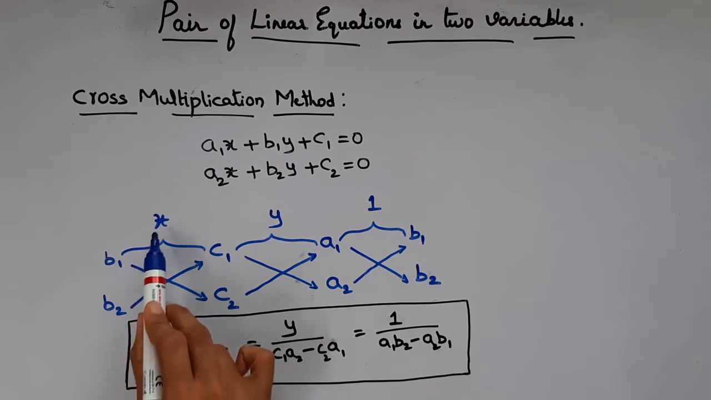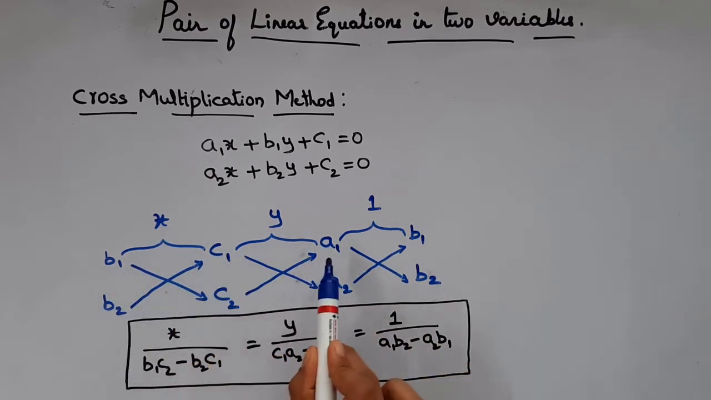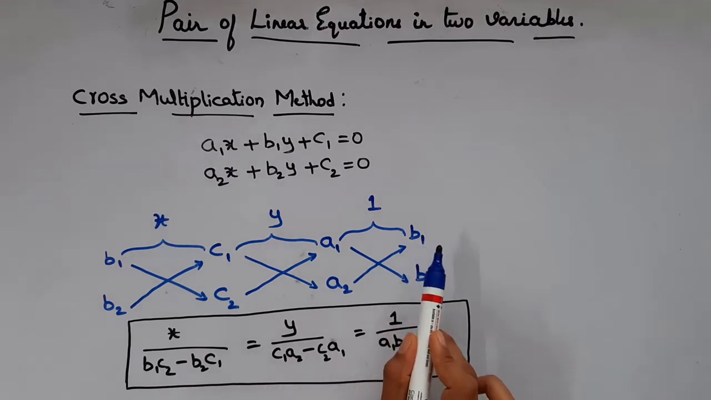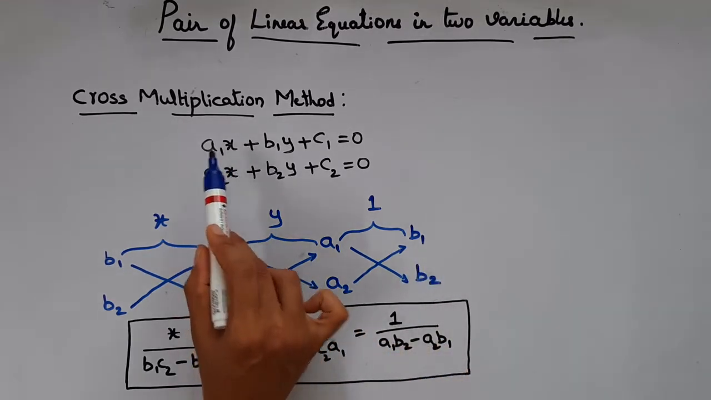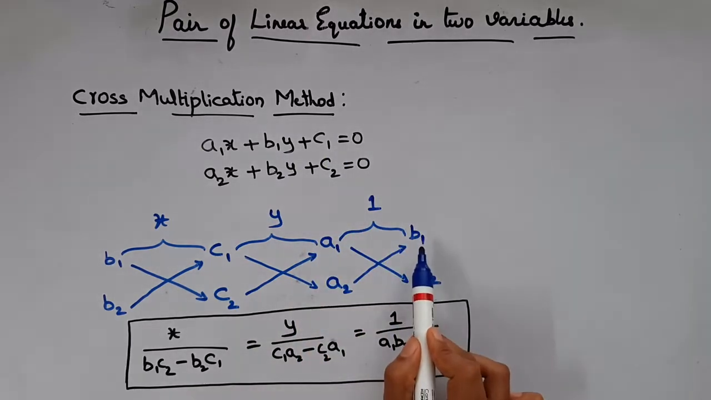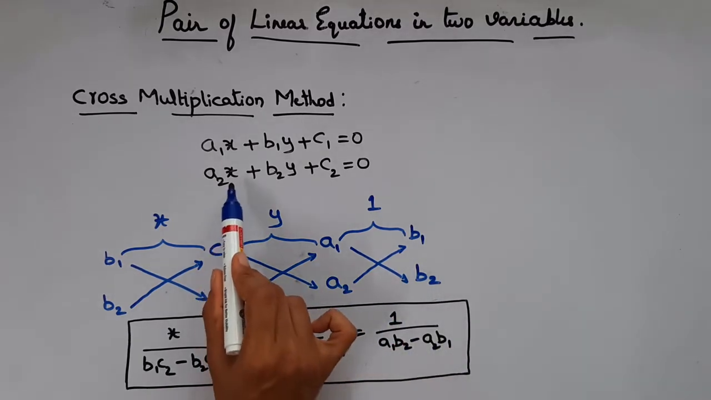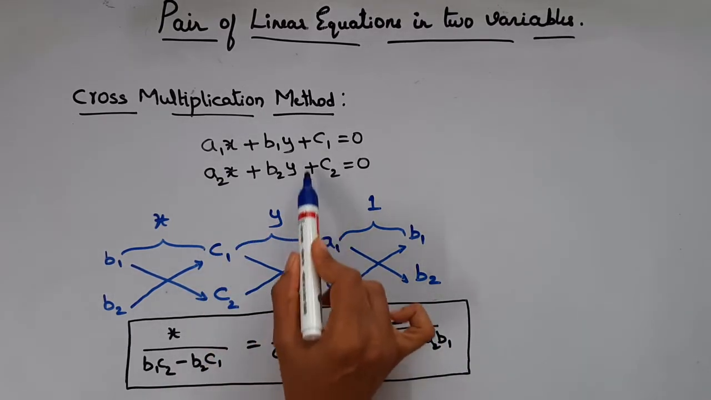So we have x, y and 1, here b1, c1, a1 and b1, which is nothing but the coefficient of x, coefficient of y and constant term of equation 1, right? And we have b2, c2, a2, b2, which is nothing but the coefficient of x, y and the constant term of the equation 2.